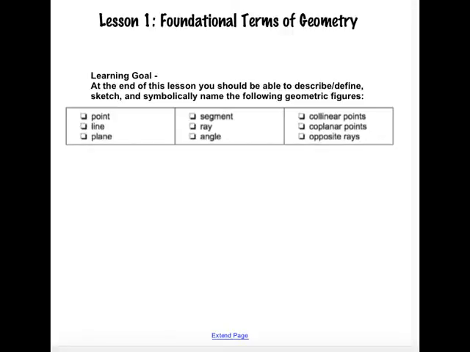Alright, lesson one, your foundational terms of geometry. You should have out your vocab organizer. We're going to fill that out as we go through this lesson. You will need the definition, sketch, and the name of the sketch.